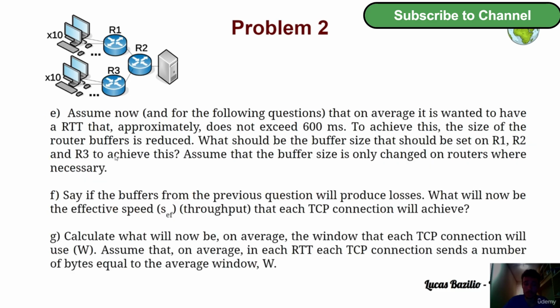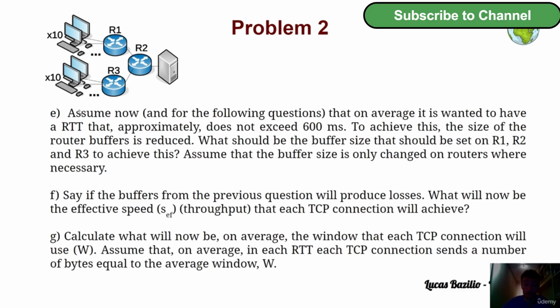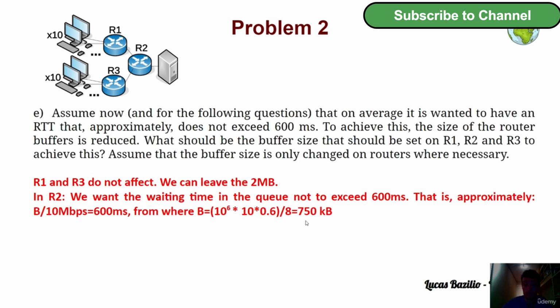Now, from this, we can now argue if there will be losses or if there will be no losses. Why? Well, keep in mind, on the question C, we calculated the occupation buffer, okay, of the router 2, and we saw that all of the TCP connections, the 20 TCP connections in total, made us a total size of the buffer to 1.2 megabytes, right? This is the total size of the windows that all of the 20 TCP connections will send to the router 2. However, on the question E, we do not have the buffer 1.2 megabytes. What we have instead is 750 kilobytes.